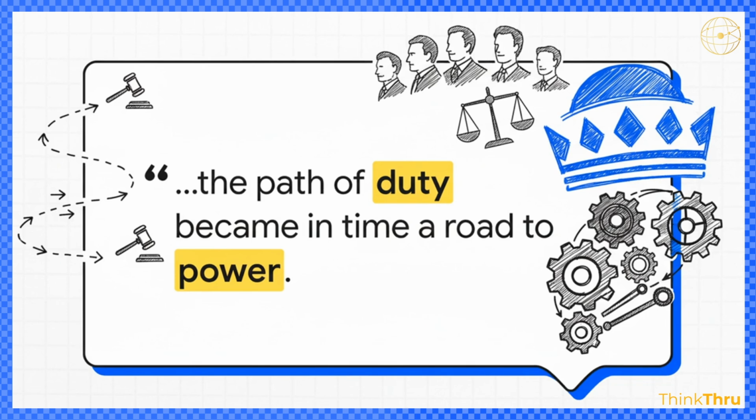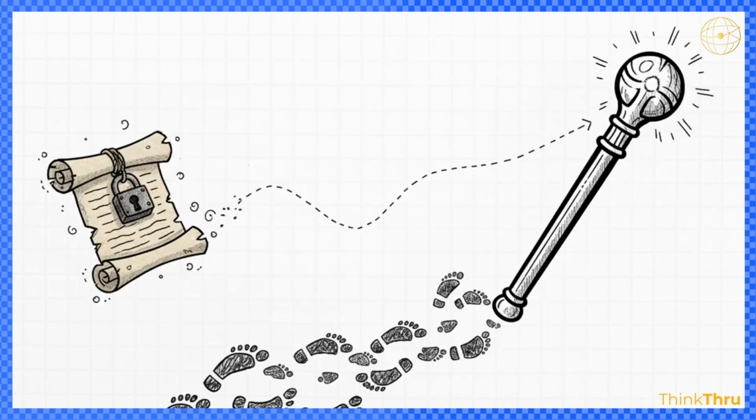But every single time they did that, they created a new precedent. Those actions, which were first justified by international duty, eventually just became accepted as inherent constitutional powers. That path of duty really did become a road to power. And here's the crucial point. We are left with this expanded power, but we've forgotten where it came from.